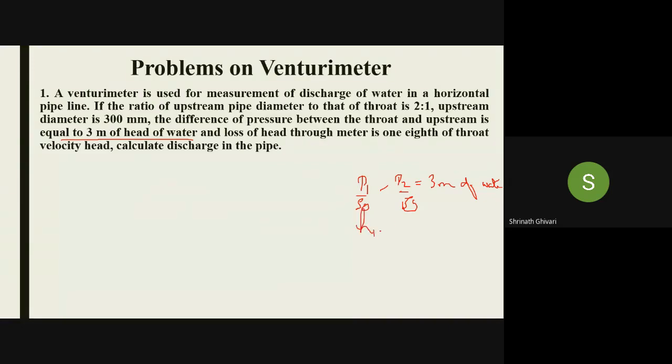And the loss of head through the meter is 1/8 of the velocity head. Loss of head is HL equal to 1/8 of velocity head. Which velocity head? The velocity head at the throat, 1/8 of the throat velocity head. Throat means V2 square by 2g. Calculate the discharge in the pipe.